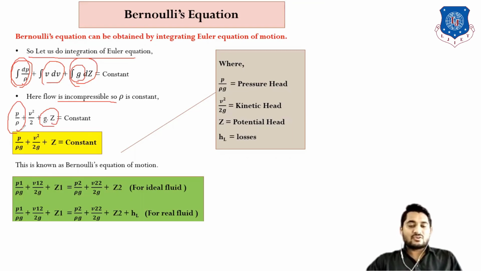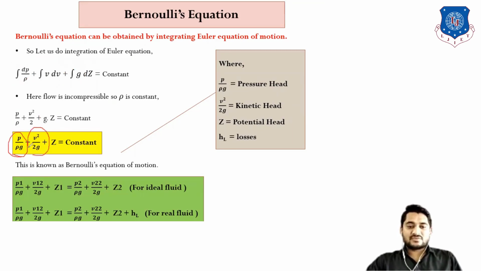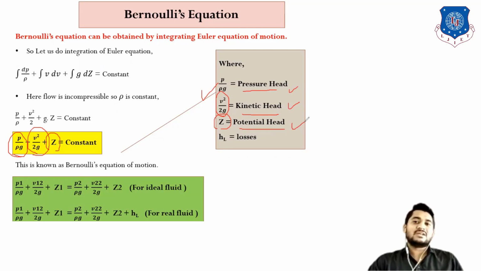If we divide all three parameters by g, then we will obtain P by rho g plus V square by 2g plus Z is equal to constant. That is known as Bernoulli's equation. So basically here P by rho g is known as pressure head, V square by 2g is known as kinetic head and Z is known as potential head in terms of height. So all three parameters are in terms of meters. So you can find the total energy of any fluid in meters of height. Clear? This is known as the Bernoulli equation.